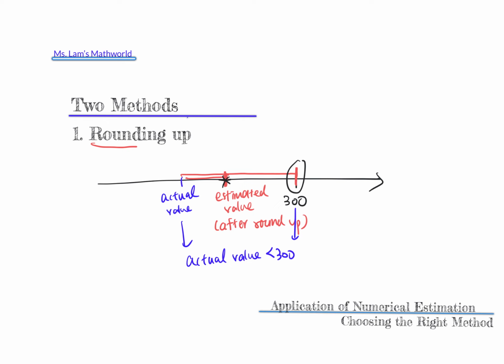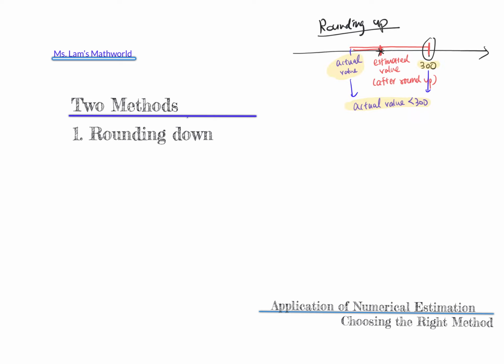That means we have to check. When we use round up, that means I guess the actual value is less than 300. That means in an opposite way, it will be rounding down. So this time when we want to use rounding down, of course it is not like this. So we put the rounding up here for your reference. So rounding down means again you got a value. For example, I want to double check if it is greater than or less than 300, right?